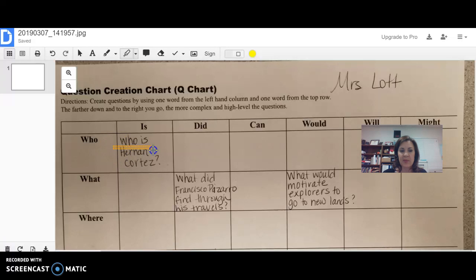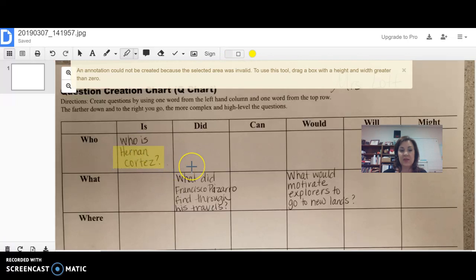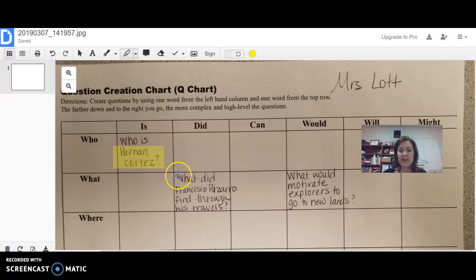I would probably put in the name of the explorer, Hernan Cortez. So my question is, who is Hernan Cortez? If I put his name in, that probably is going to lead me to some information. Again, the same thing here with this explorer, Francisco Pizarro, but I want to know what he found. So I might use that word as well, Francisco Pizarro find or Francisco Pizarro explore.